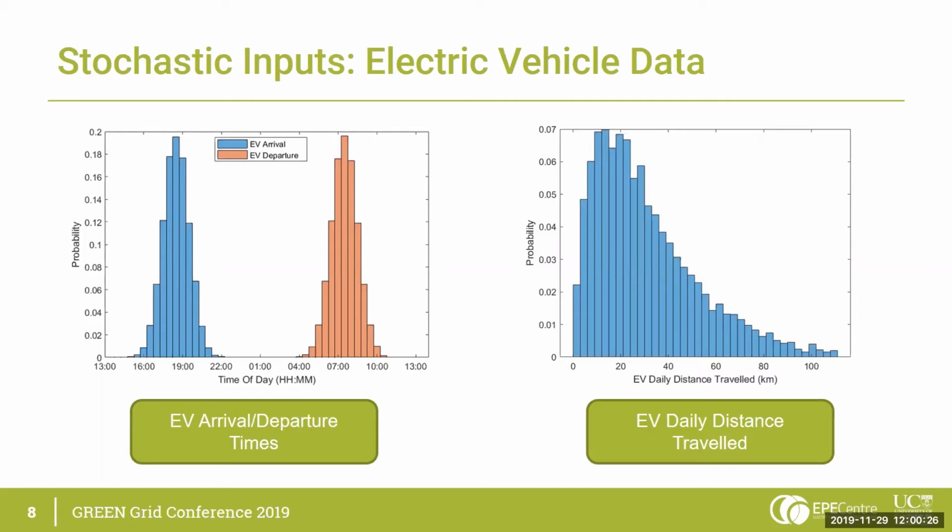The daily distances travelled were sampled from the distribution on the right, which is based on data from the Ministry of Transport for all light passenger vehicles. The upper tail of that distribution has been clipped in order to account for the maximum range of a typical EV.